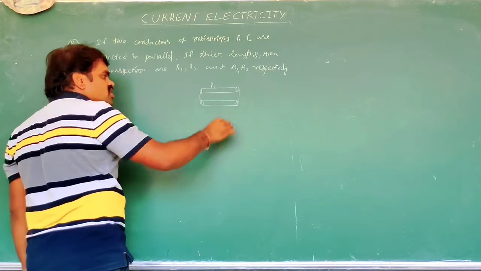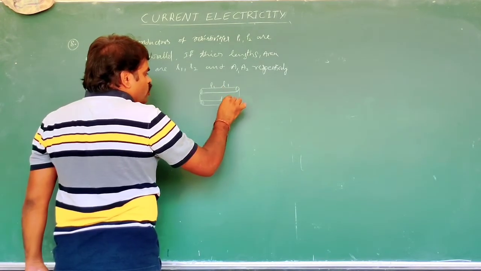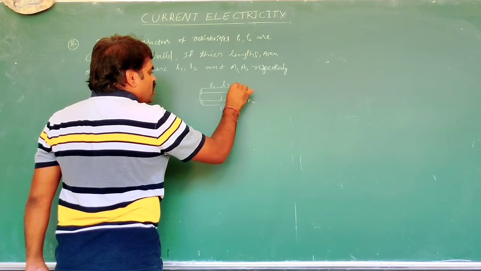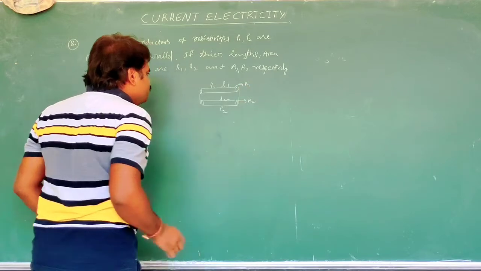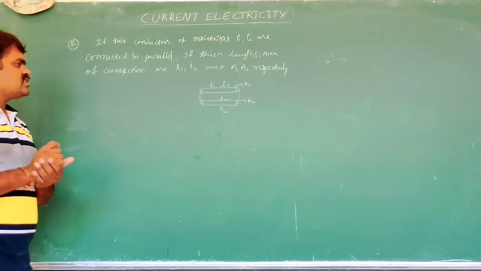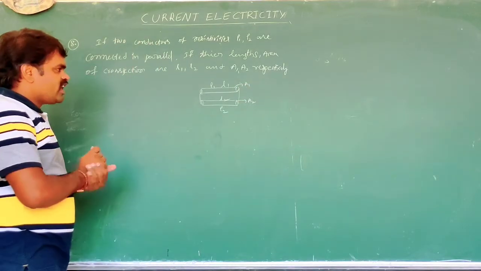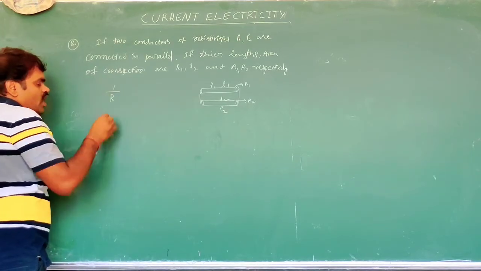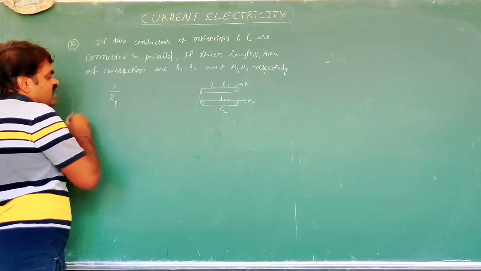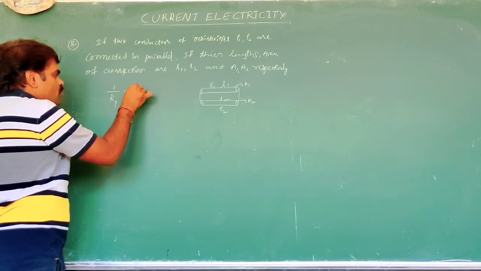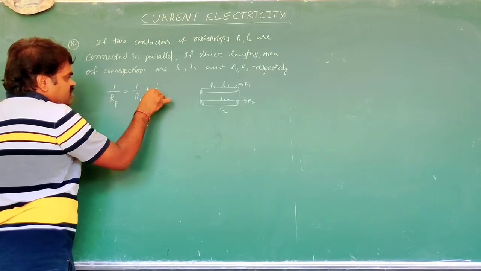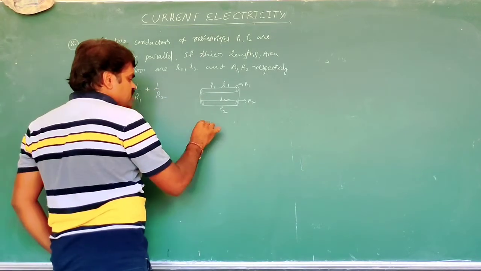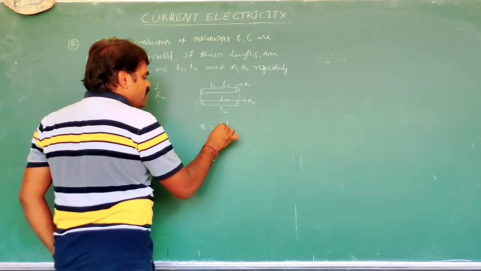In the parallel combination, their lengths are L1, L2 and areas of cross section are A1 and A2. Here we know that the two conductors are connected in parallel. The equivalent resistance: the reciprocal of the effective resistance is equal to the sum of the reciprocals of the individual resistances. We know the resistance formula R is equal to rho L by A.